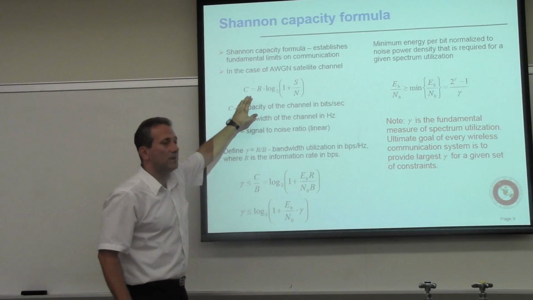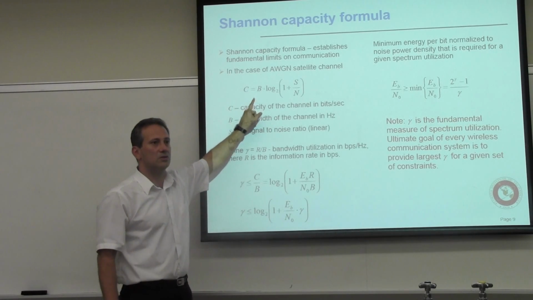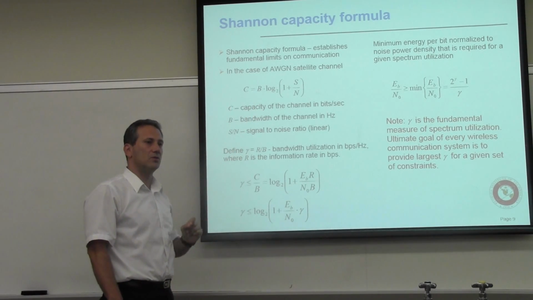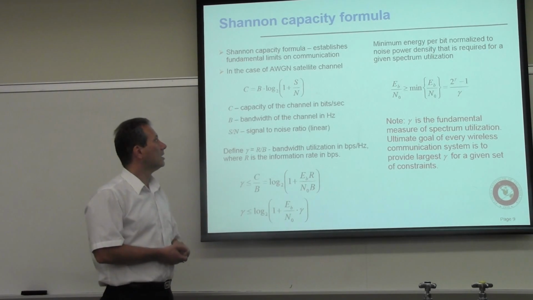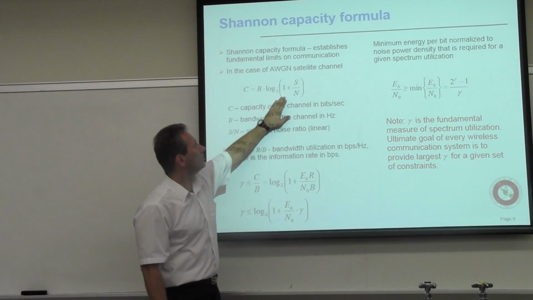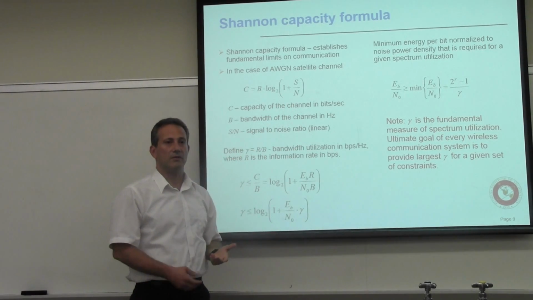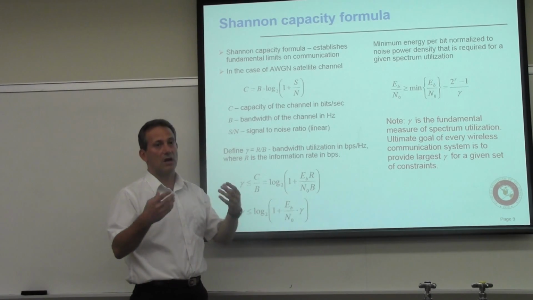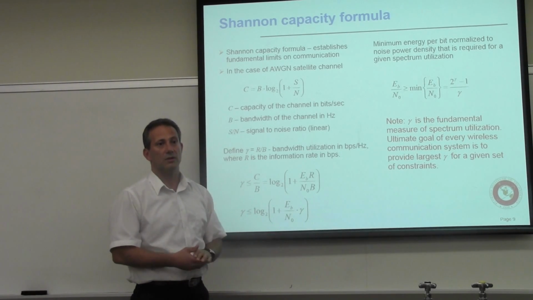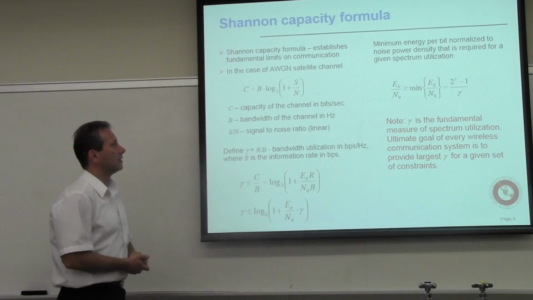B is the physical bandwidth of the channel, right? The ratio of C over B is called spectral efficiency. It tells you how many bits per second per hertz you can send through this particular channel. And then on the right-hand side here, you have the signal to noise ratio, which is a fundamental measure of your signal quality. It tells you how strong the signal is against the background. This is the power of the signal, the power of the background.